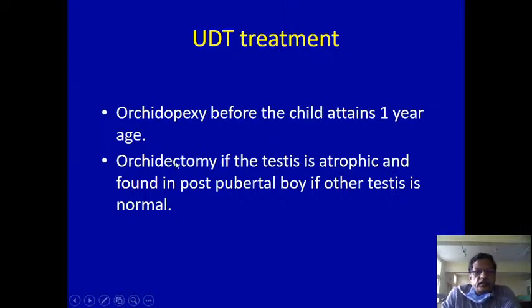In case the testis already got atrophied and is soft, and it is a post-pubertal patient, then there is no point in keeping the testis in abnormal location. So orchidectomy also can be done in this case. So these are all the things which you should know about undescended testes.